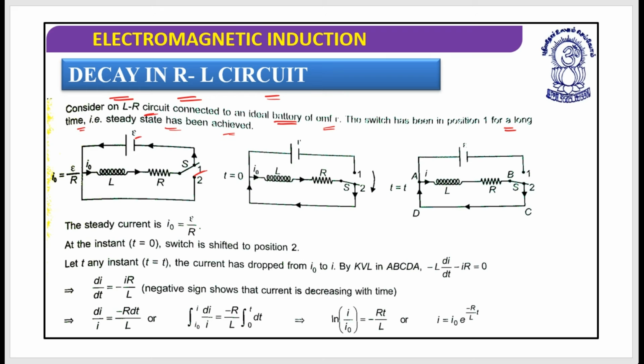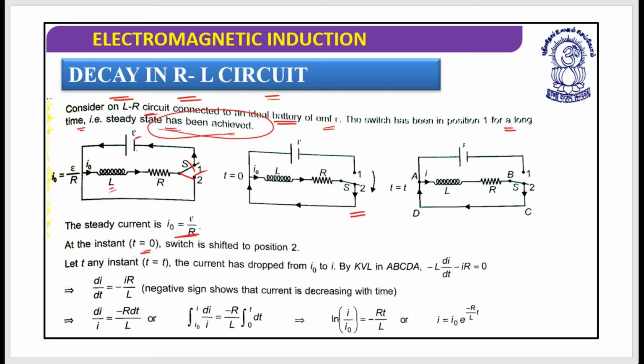In this situation, the battery is connected, and as I have said, steady state has been achieved. That means at steady state the current will be equal to E by R, because the inductor will behave as a short circuit, replaced by a wire. Now let's suppose at the instant when t equals 0, the switch is disconnected from here and connected here, as seen in this diagram.